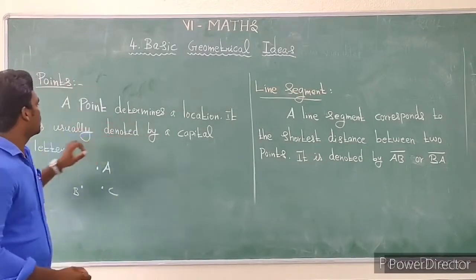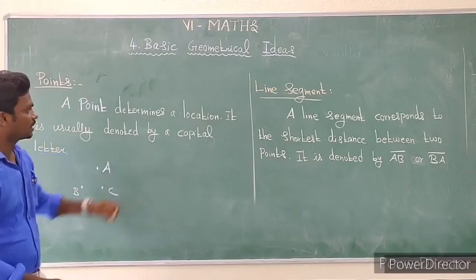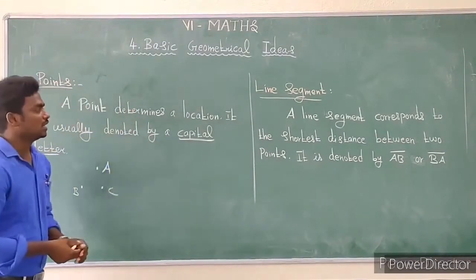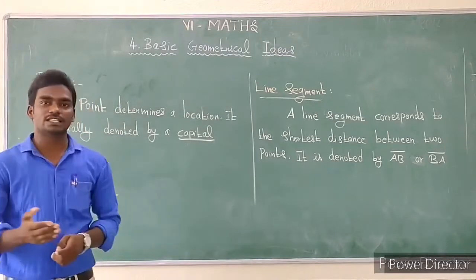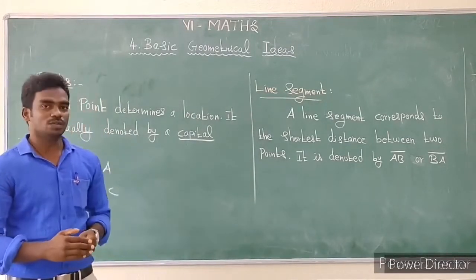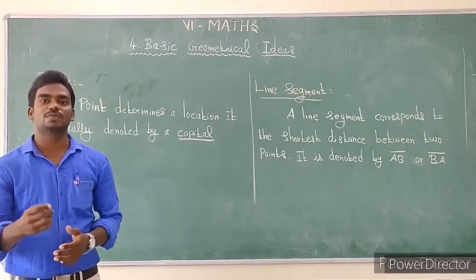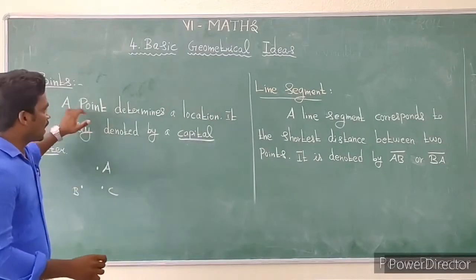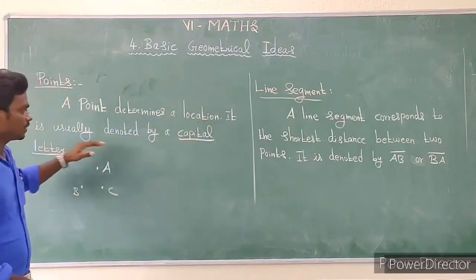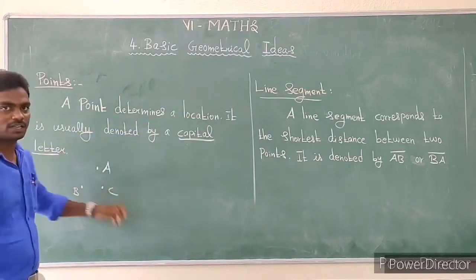A point determines a location. It is usually denoted by a capital letter. Suppose we want to plot locations on our Indian map or a political map. We can use a dot. So a point determines a location, and it is usually denoted by a capital letter, right?